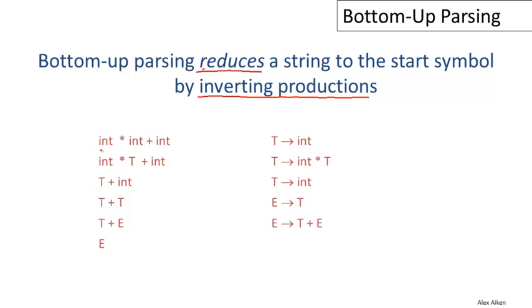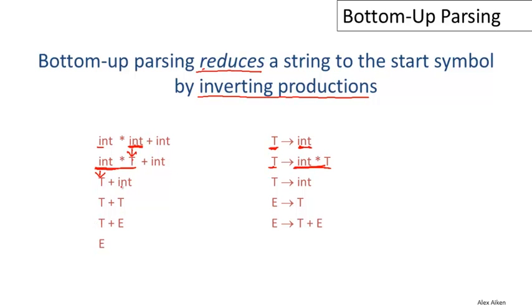Let's just look at the very first step. We began with the entire string of terminals, and we picked some of those terminals, in this case just one, this particular int right here, and we ran a production backwards. We matched the right side of the production, int, and we replaced it by the left side. So int went backwards here to T. And then in the next step, we took int times T, this substring of the string that we're working on, and we replaced it by the left-hand side of this production. Int times T was replaced by T.